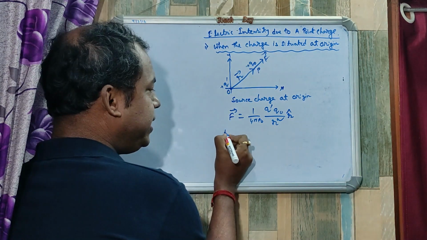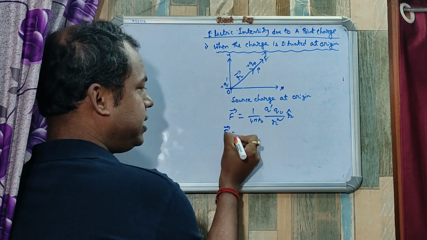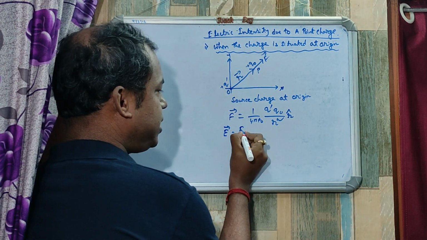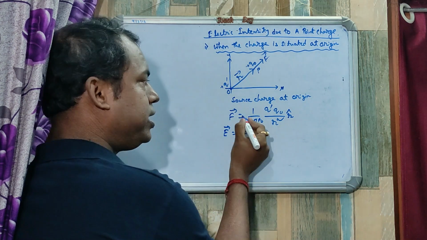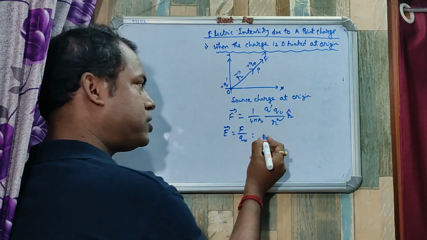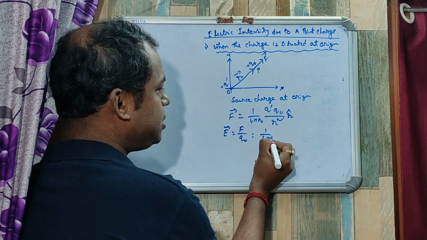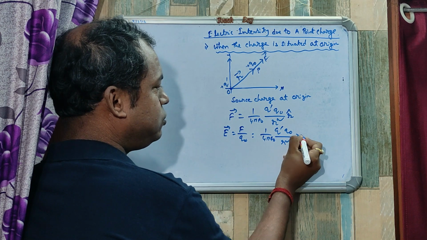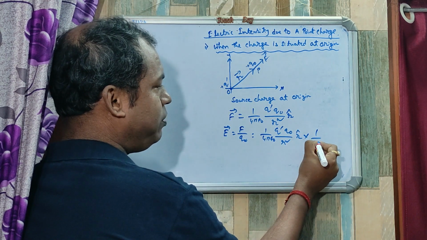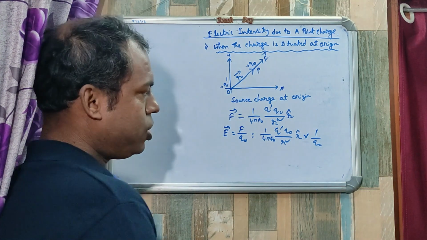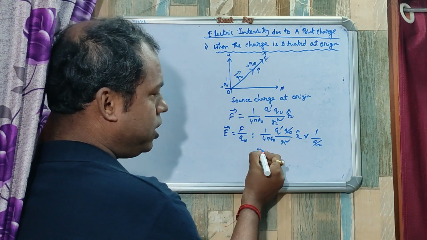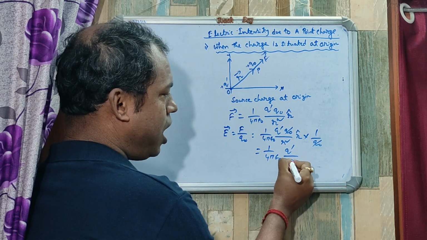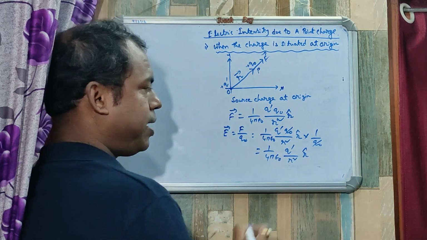So what is the electric intensity? Electric intensity is the force per unit charge. So that is F by q0. Here F is the Coulomb force. So 1 by 4 pi epsilon 0, q dash q0 by r square into r cap, into 1 by q0. So q0 cancels out. So the only part left is 1 by 4 pi epsilon 0, q dash by r square into r cap.